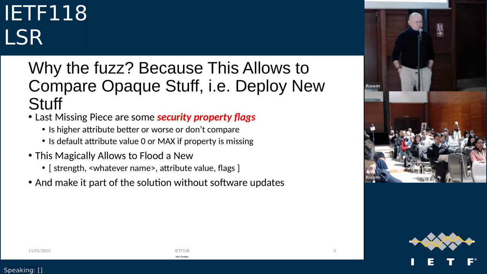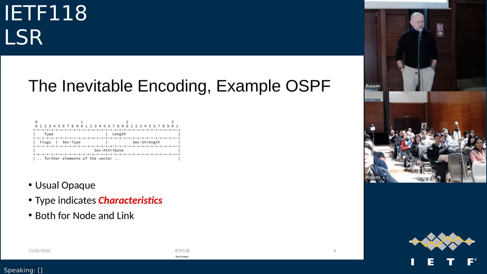Next thing, please. We've got to wrap up pretty fast. Yeah, that's about it. So here's the inevitable encoding, which is of course not very interesting. We need three opaques for each characteristic. You remember each of the CIA, okay? And within that, we carry basically those vectors.